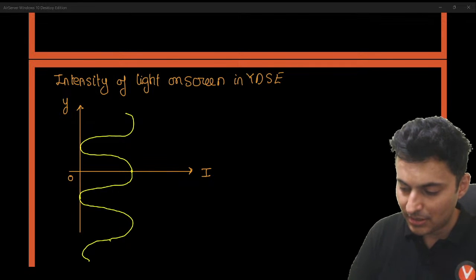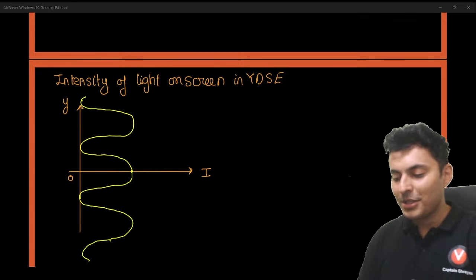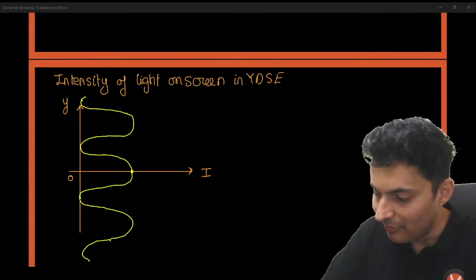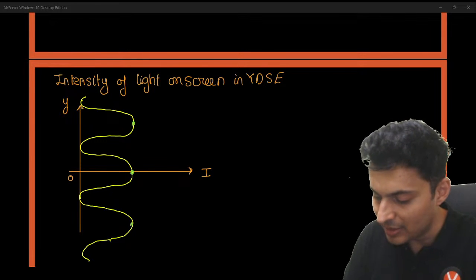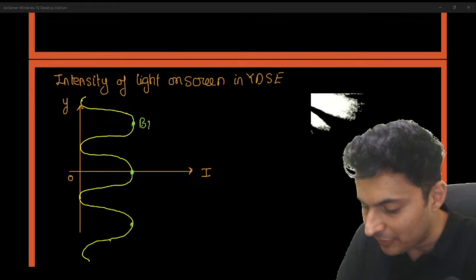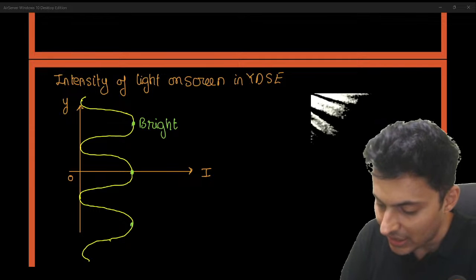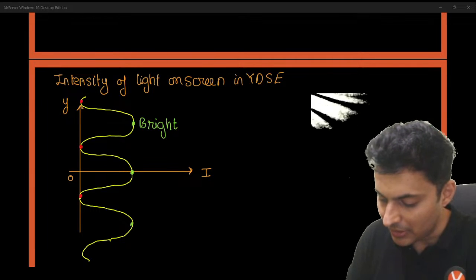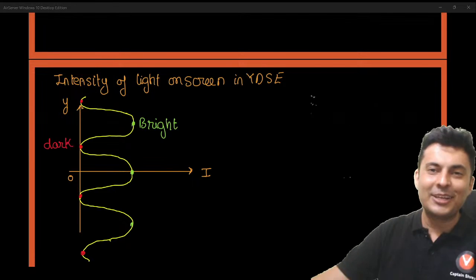That's how the graphs look. It keeps going, maximum intensity, no intensity. Wherever it is maximum intensity, like this point, this point, this point, these are your bright fringes. But if you see this point, or even this point, or even this point, these are your dark fringes.